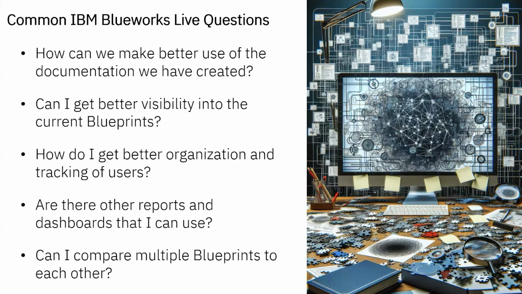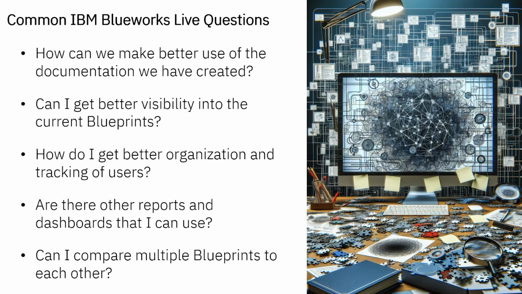So we've documented our process. We drew this flow chart, right? We've added information to it. But how can we make better use of this information, right? We have all this information in our model. What can we do with it? Can I get a better visibility into what I'm doing today? Right, I can see my process, I can see all the capabilities within Blueworks Live, but are there other reports and dashboards that can be used, right?